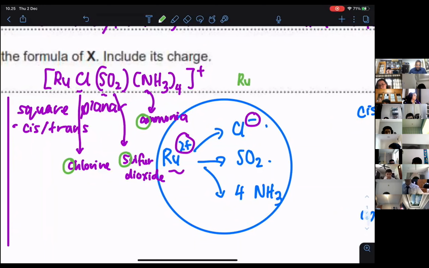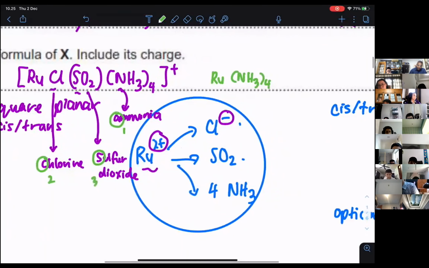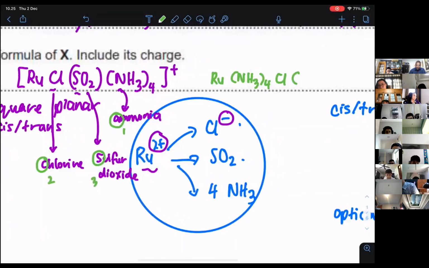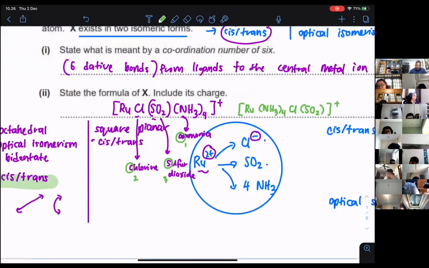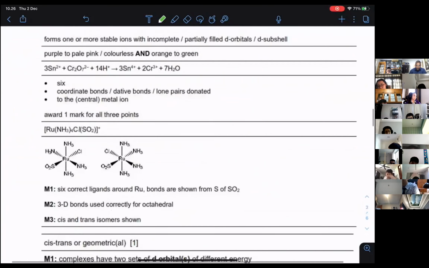A comes first, right? 1, 2, 3. A. So ammonia first, NH3, 4, followed by Cl, followed by the last one, SO2. Bracket, close the bracket. Plus. You can actually compare the answer with the answer given.